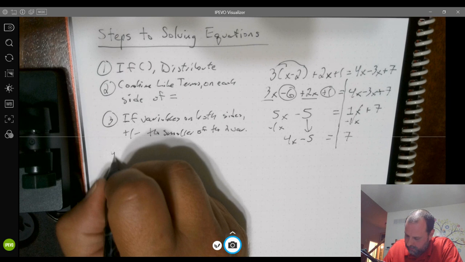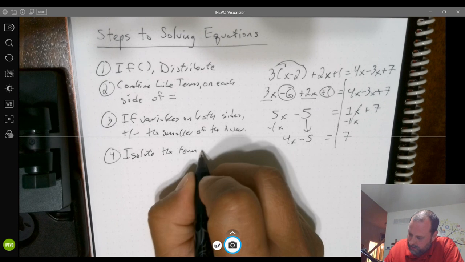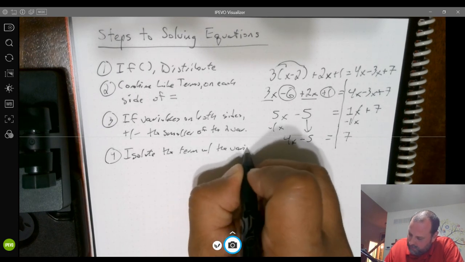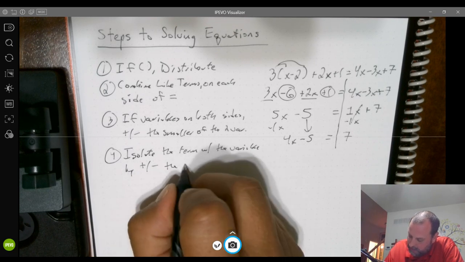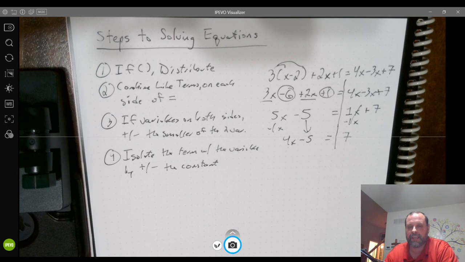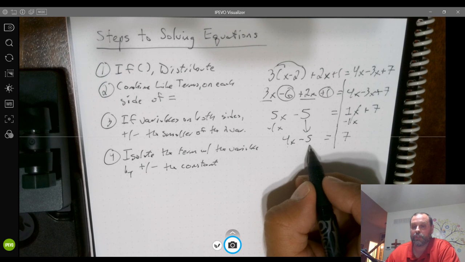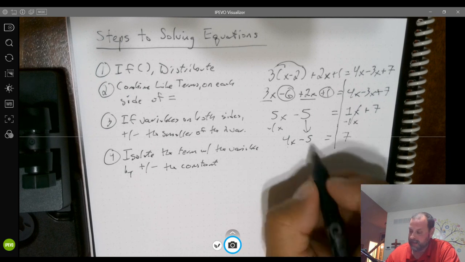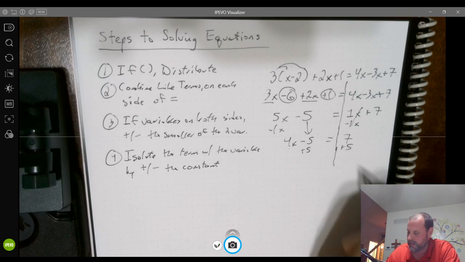4th step. We want to isolate the term with the variable by, again, adding or subtracting the constant. So in this case, I want to isolate 4x, get it all on a side by itself. So the constant is -5. Constant is that term, it doesn't change. There's no variable in it. It doesn't vary. It is always -5. So I do the opposite again. -5, opposite is +5. What we do to one side, we always do to the other.